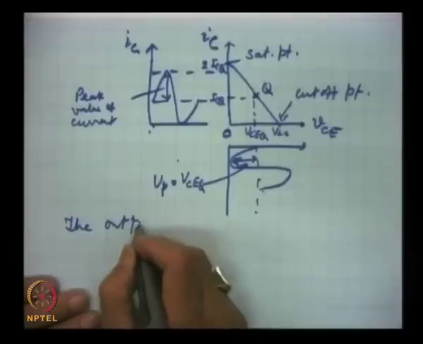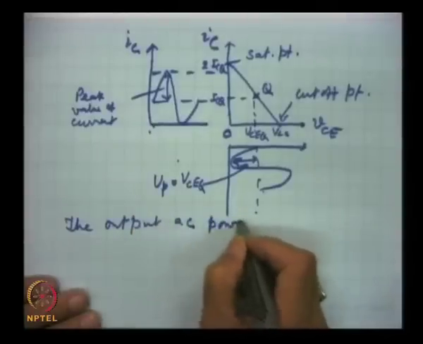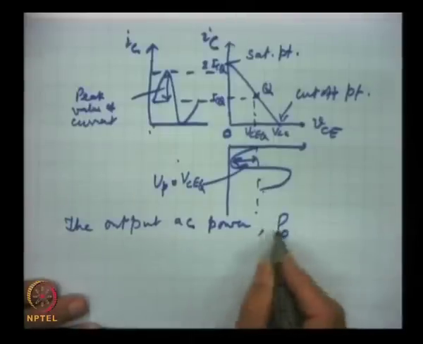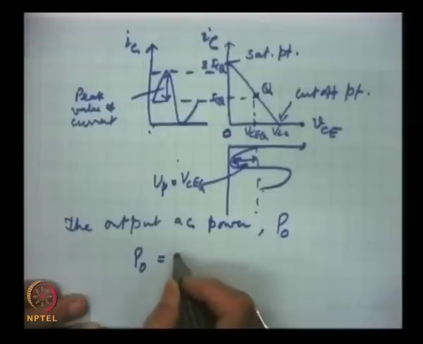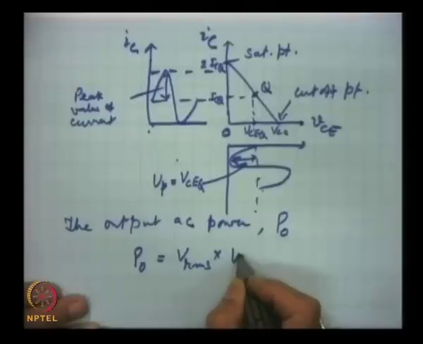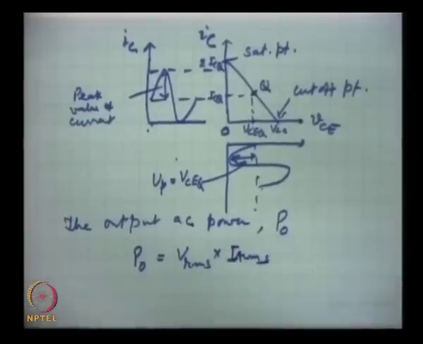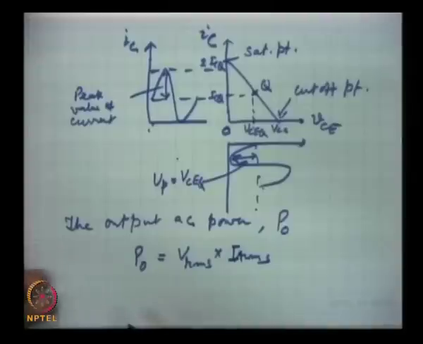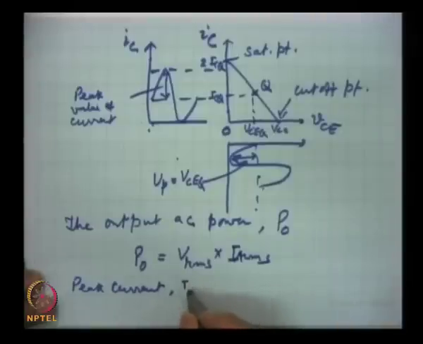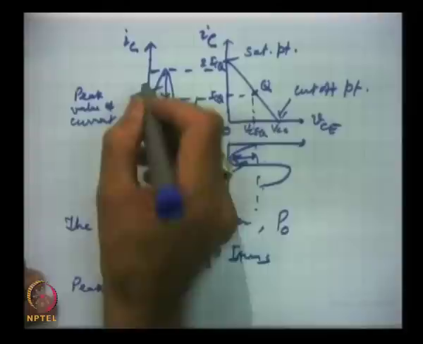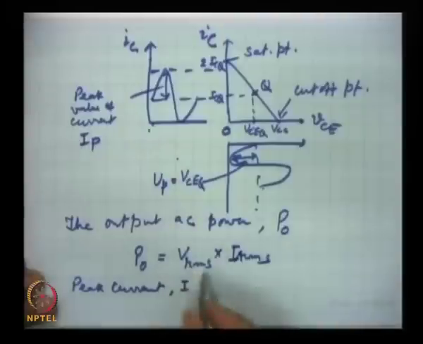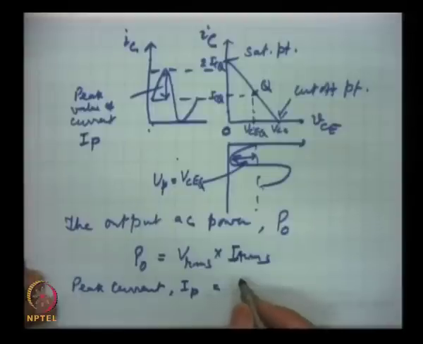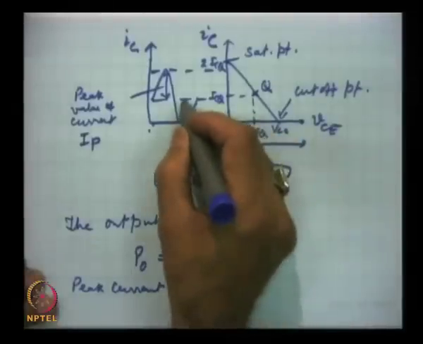So, the output AC power we write as PO, O for output power. PO is the product of RMS voltage and RMS current. Now, from this figure, we see that the peak current IP is equal to ICQ.